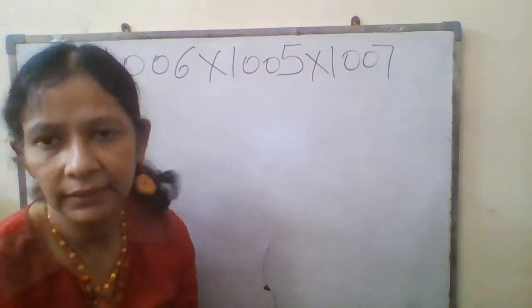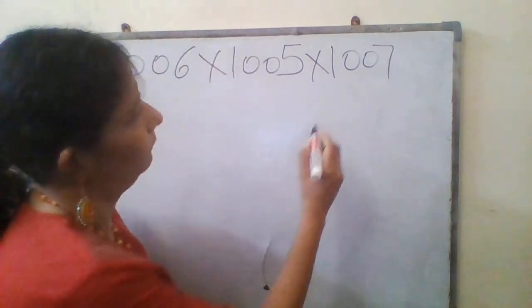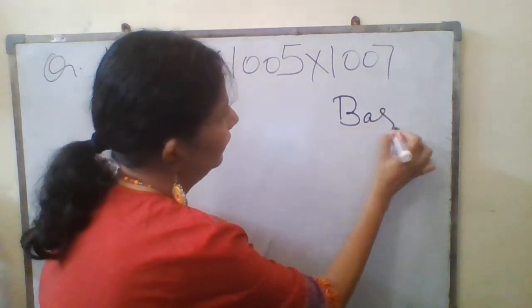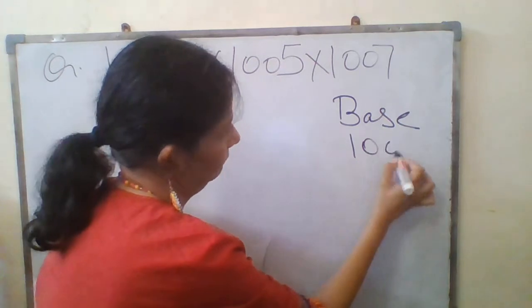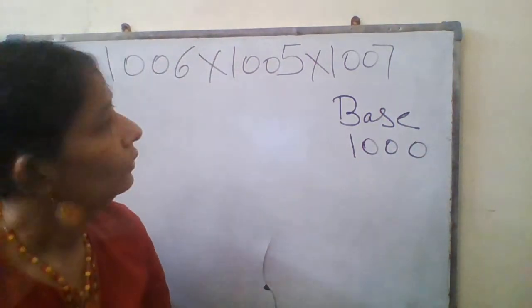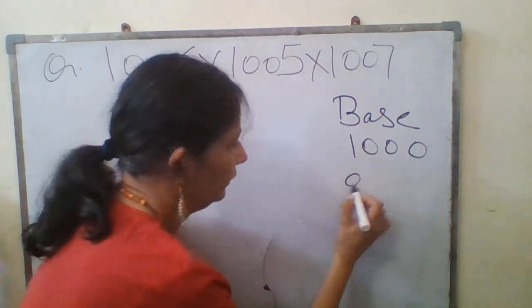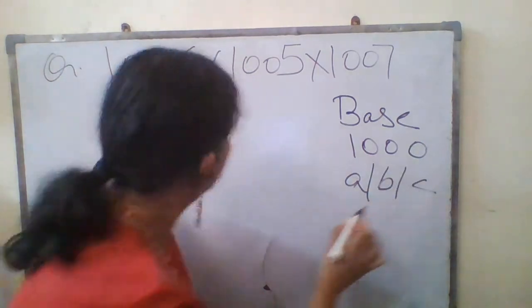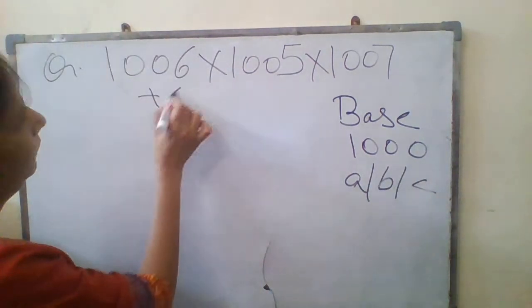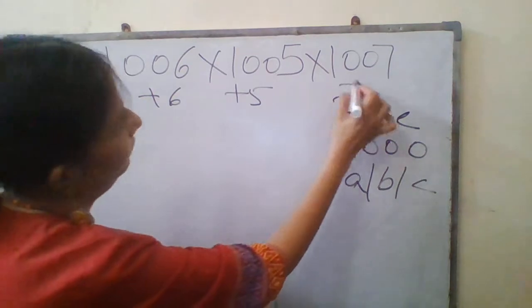Clearly you can see here the base. What is the base here? 1000. Okay, 1000 is the base, and for A, B and C, take out the excess value here: plus 6 here, plus 5, and here plus 7.